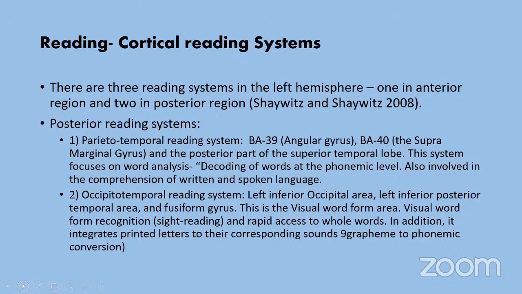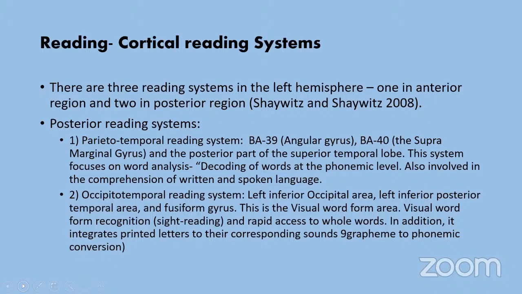The posterior reading systems include the parieto-temporal reading system and the occipito-temporal reading system. The parieto-temporal reading system is the angular gyrus, that is Brodmann's area 39, Brodmann's area 40, the supramarginal gyrus, and the posterior part of the superior temporal lobe. This system focuses on word analysis. It does a decoding of words at the phonemic level, also involved in the comprehension of written and spoken language. When we discuss agraphia, this system will again come into vogue.